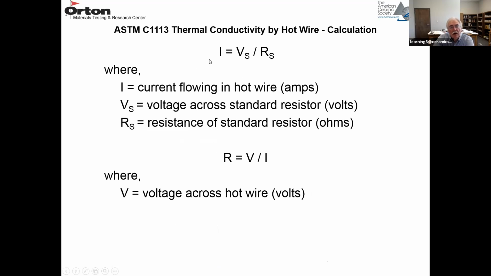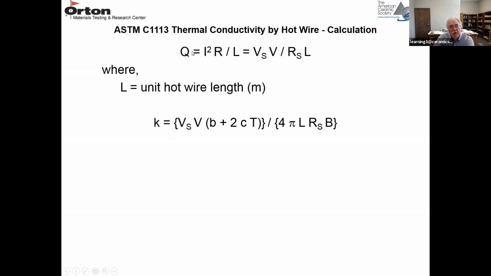To get some of these other variables, I equals the current flowing in the wire. Vs is the voltage drop across the standard resistor, and Rs is the resistance of the standard resistor. So now we have the current flowing through the hot wire. R equals V over I. The resistance in the hot wire is given by V over I. We know I, we measure the voltage drop across the hot wire. Now we can substitute in for Q. Q simply equals I squared R divided by L, or VsV divided by RsL.